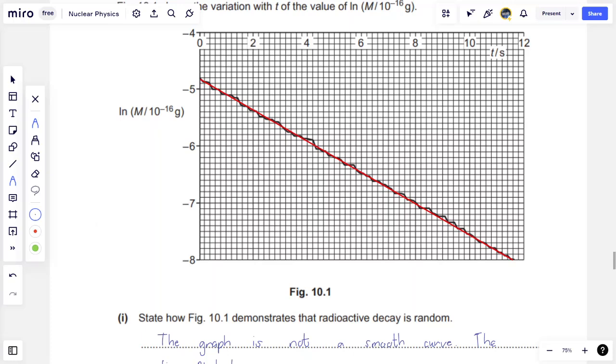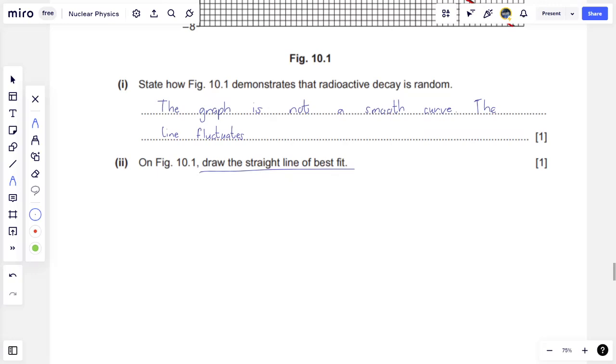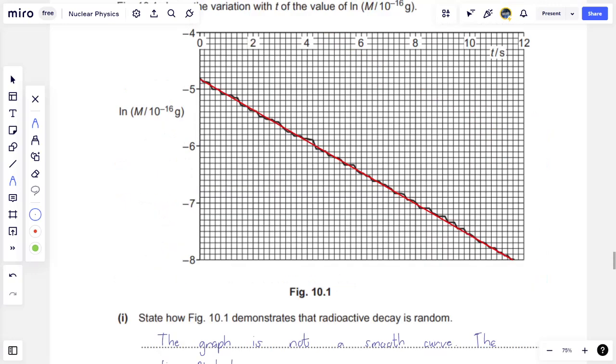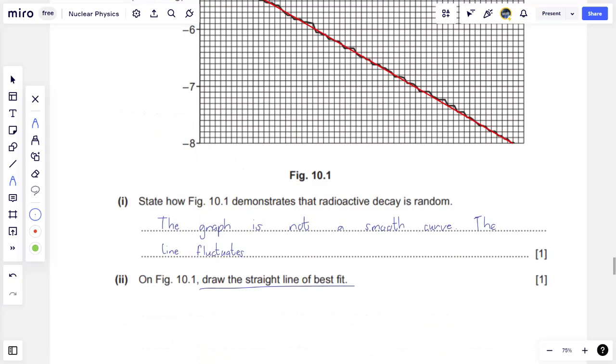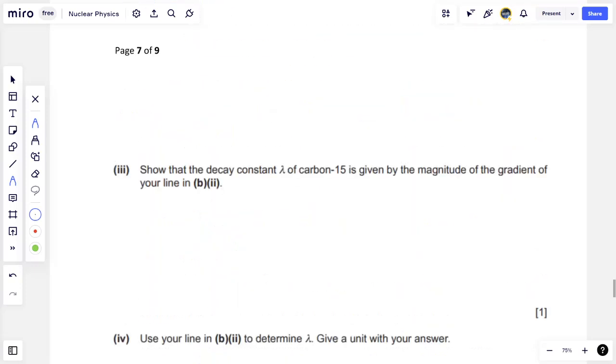You have to have a ruler if you're drawing a straight line. You have to have a ruler with you at all times. Ruler, pencil, place it so that you balance the line as well as possible and draw a single continuous straight line through all of the points. And so that's 1 mark, and it does say on figure 10.1. Just please don't redraw the diagram. If it says on the figure, use the figure. Okay, so that question is done.